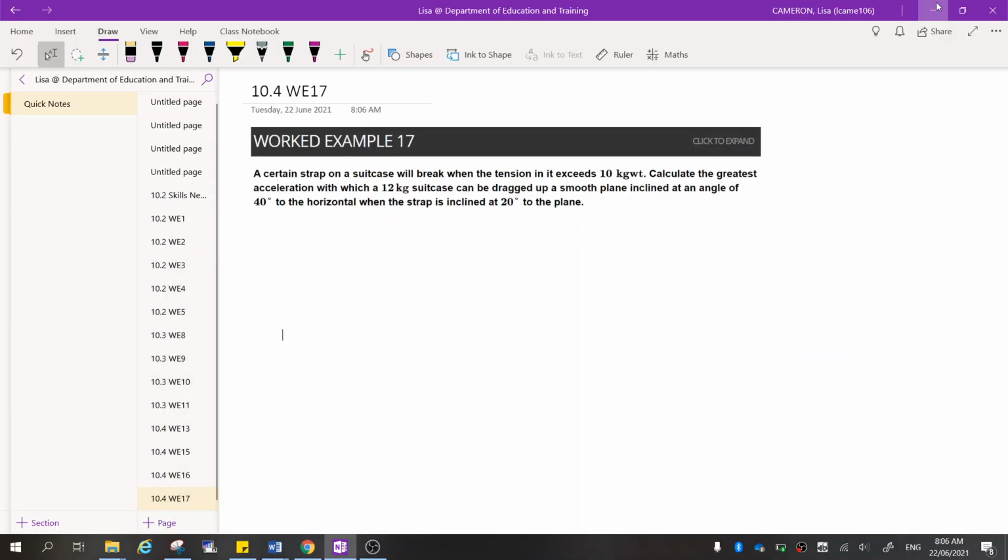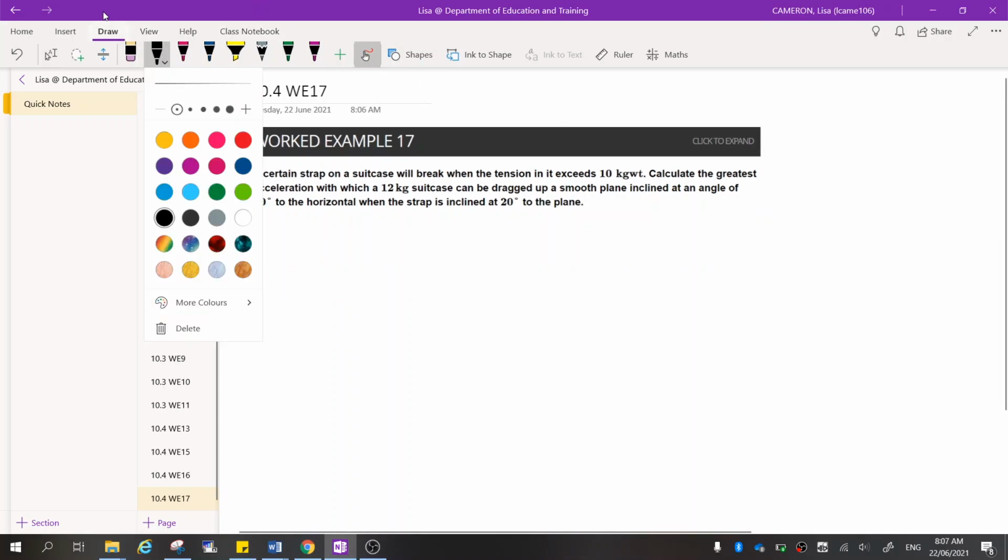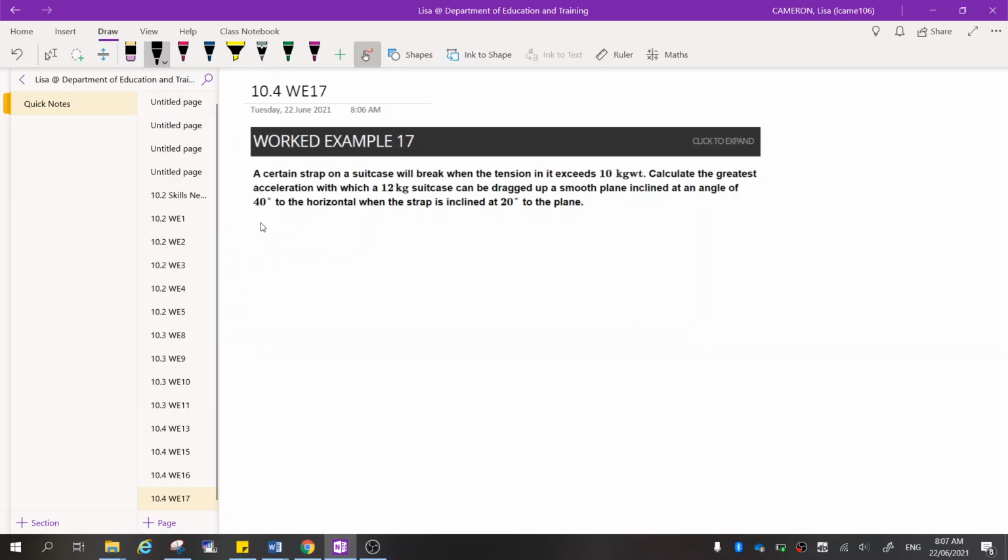This example is very similar to the one that we just did, except now we've got a strap. A certain strap on a suitcase will break if the tension exceeds, let's make this something I can draw with, 10 kilogram WT. So the tension can't exceed 10 kg WT. Calculate the greatest acceleration. So what is the acceleration?